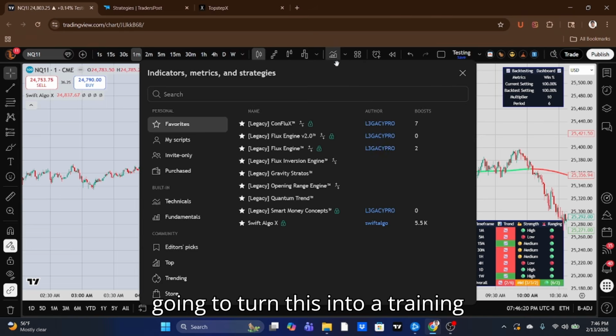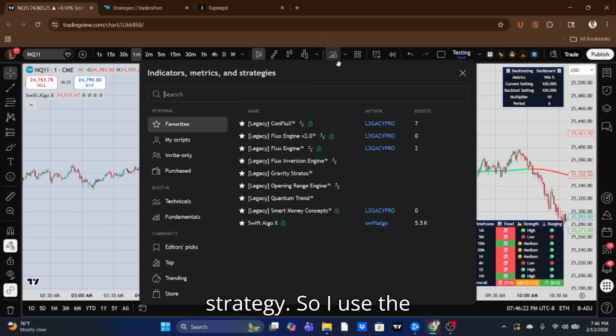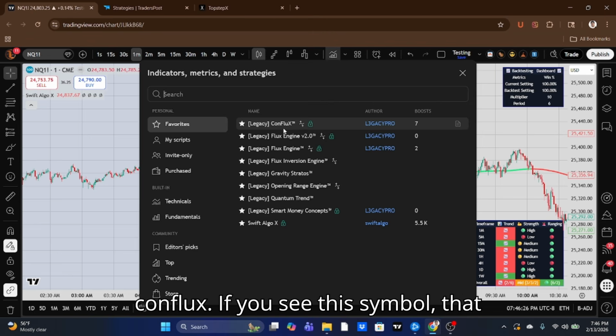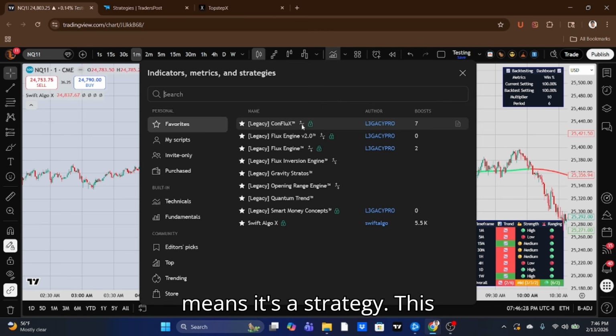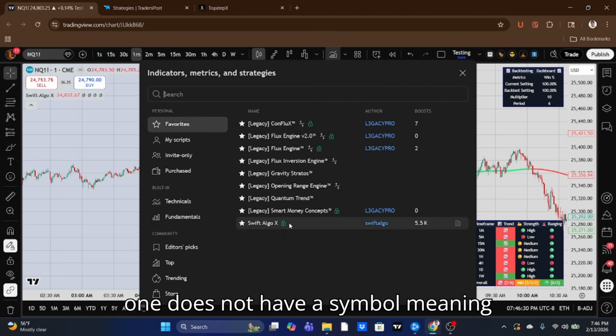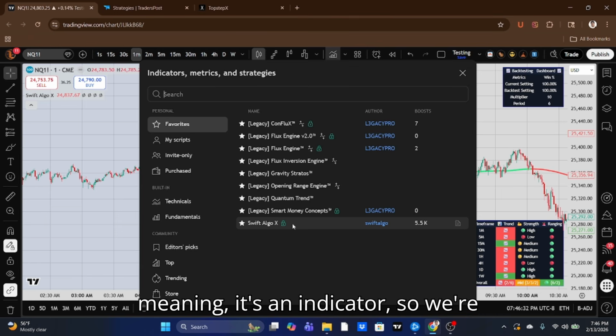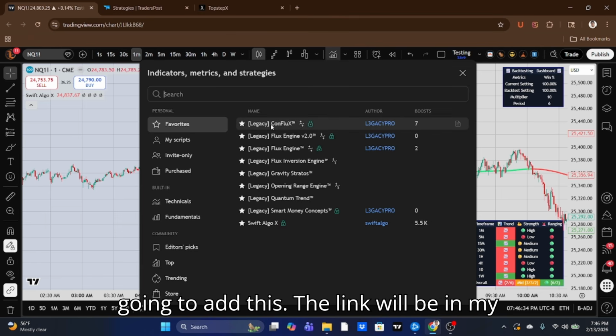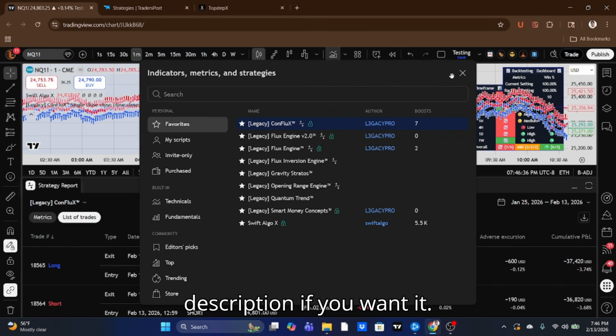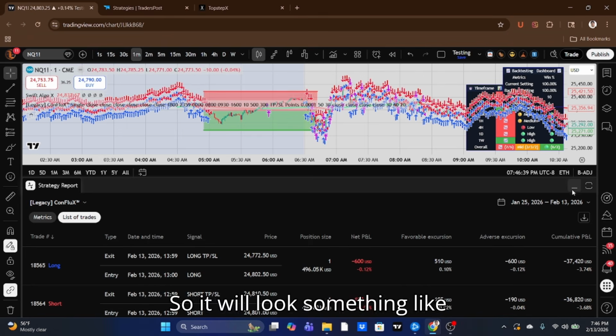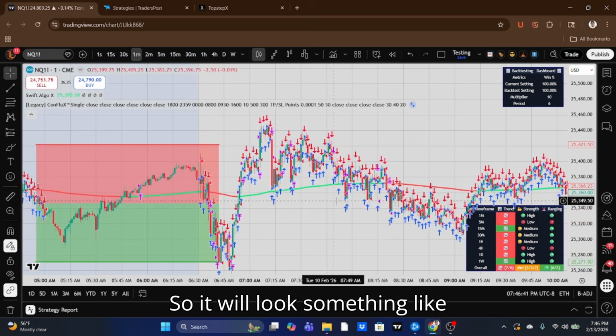So we're going to turn this into a TradingView strategy. I use the Confluence indicator. If you see this symbol, that means it's a strategy. This one does not have a symbol, meaning it's an indicator. So we're going to add this. The link will be in my description if you want it. So it will look something like this, okay?